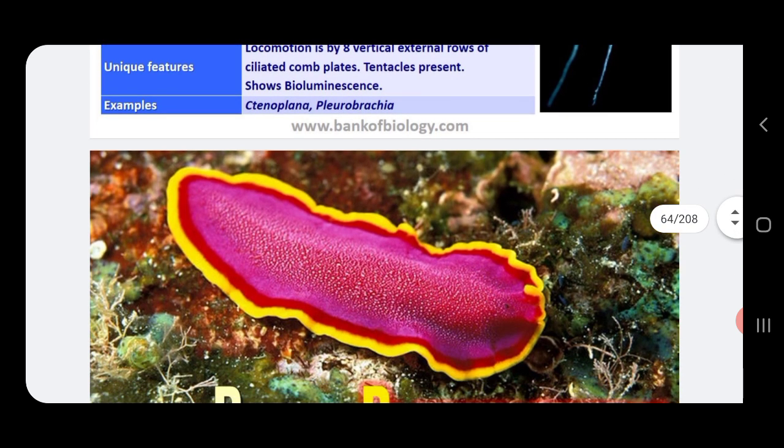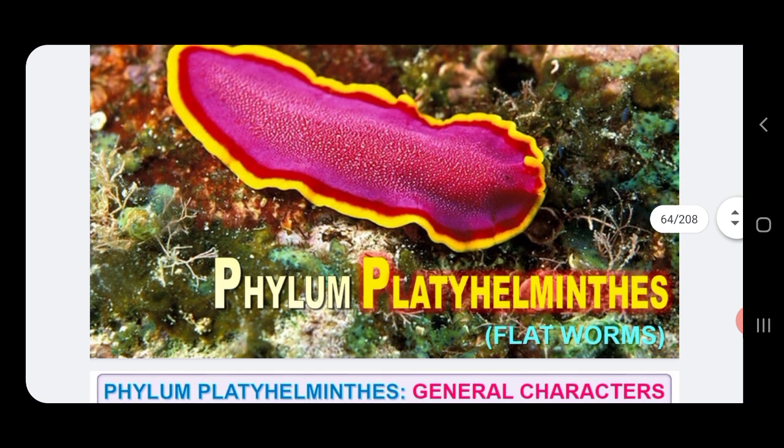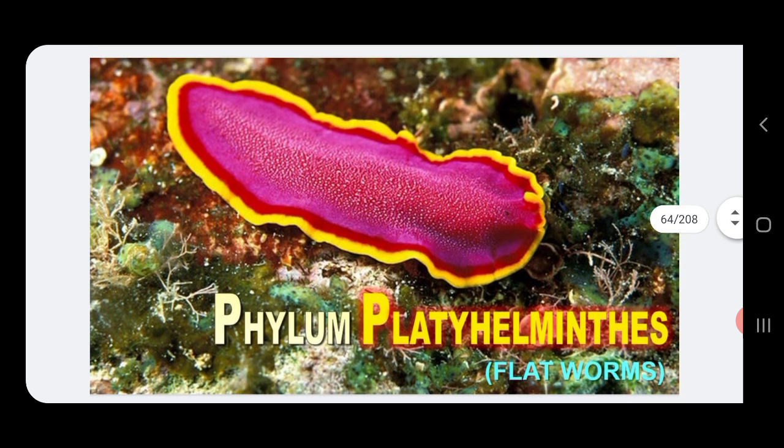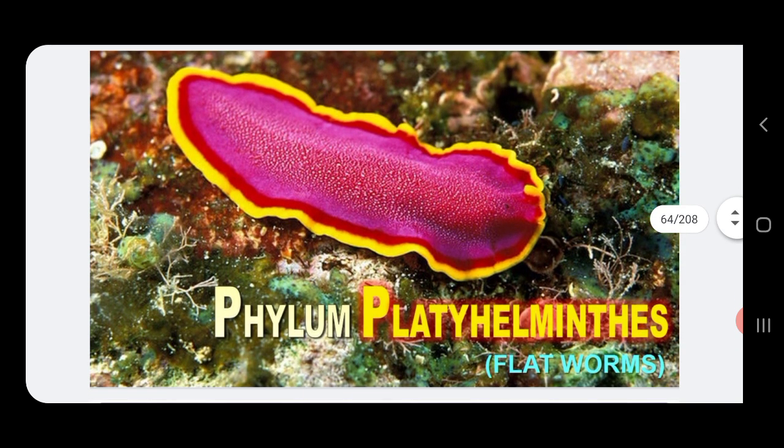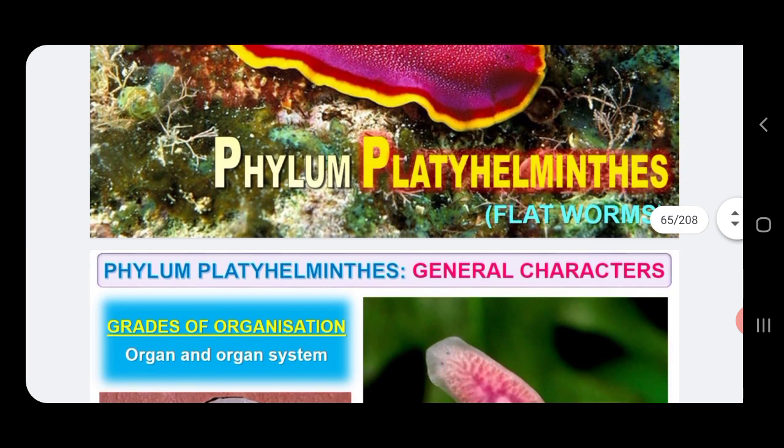Then next is about the phylum Platyhelminthes, which are also called flatworms. Okay, so this will come under the grade acoelomates again. Then this Platyhelminthes, they are characterized... Why are they called Platyhelminthes? Because of their flat body. Hence the name Platyhelminthes.